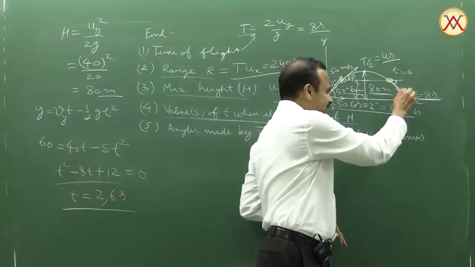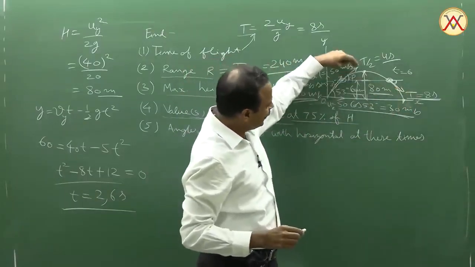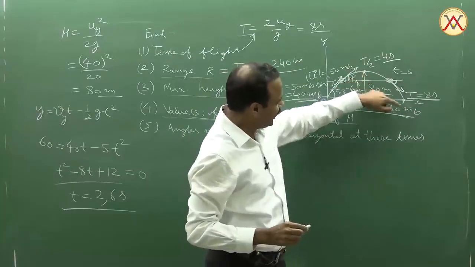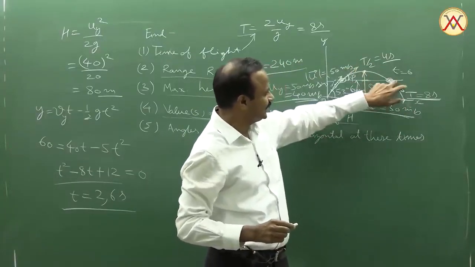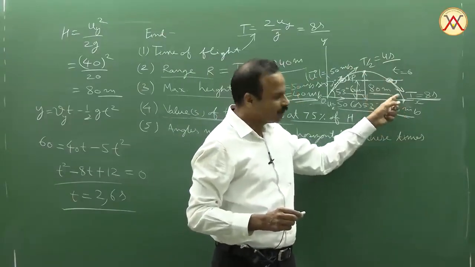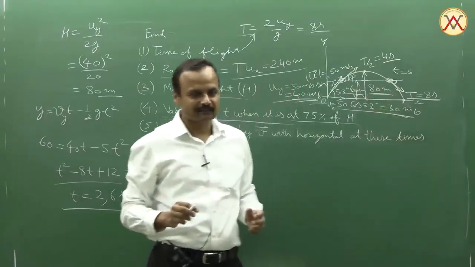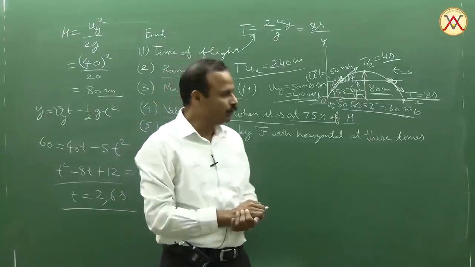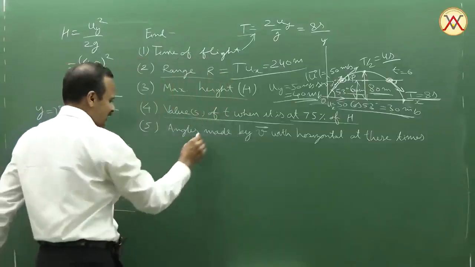At t equal to 6 seconds, it is coming down. From 4 to 8, it is coming down. So 6 seconds lies in this interval of 4 to 8. So the y component of velocity is negative, and we can expect a negative value of phi. Alright, so what was the result for phi?